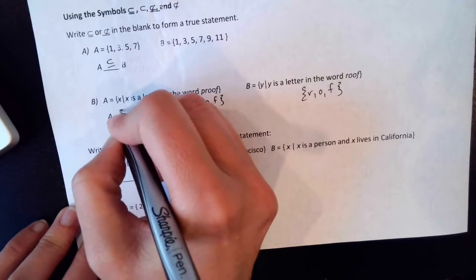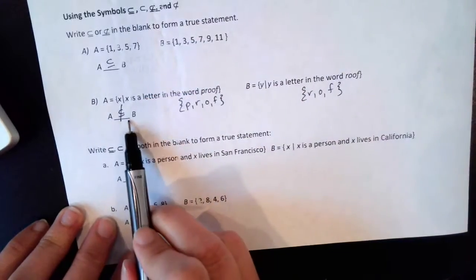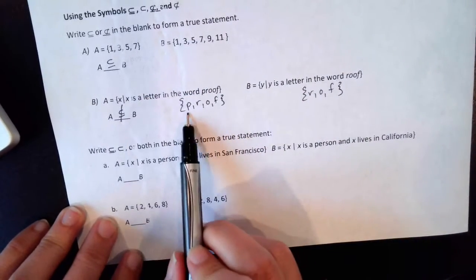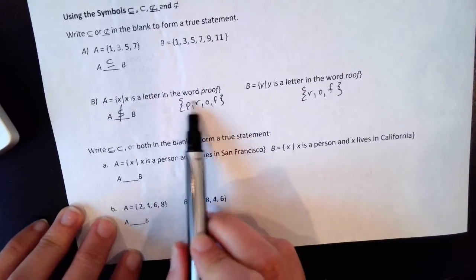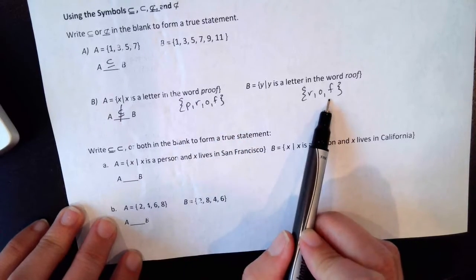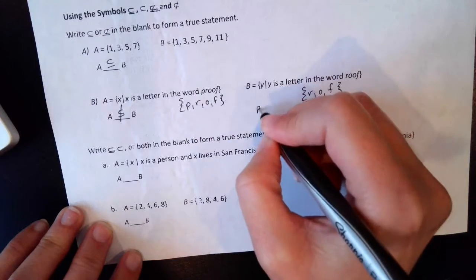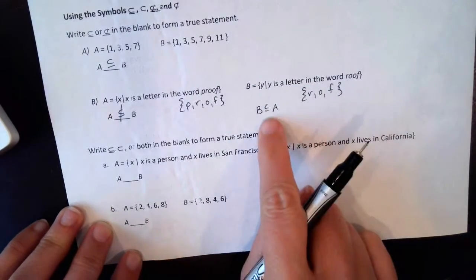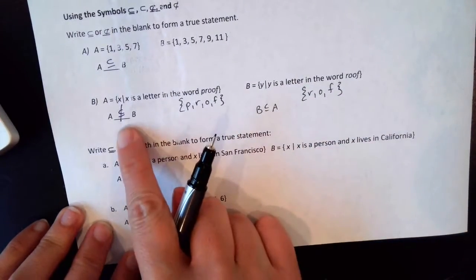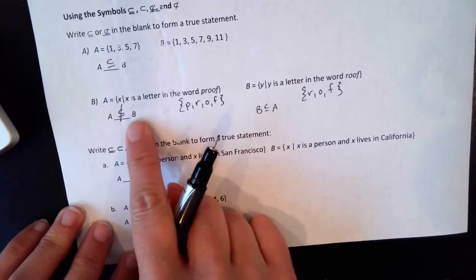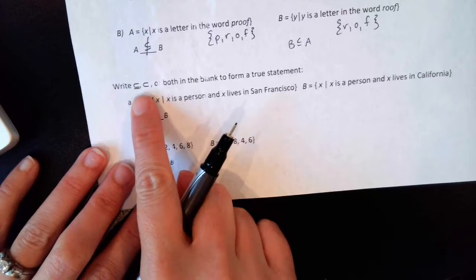So that means that A is not a subset of B, because there's an element in A, in this set, that is not in this set over here. But this one is a subset of this one, so you could write that B is a subset of A. This is true, but this is also true because A is not a subset of B. Now this one, you're going to practice writing both.